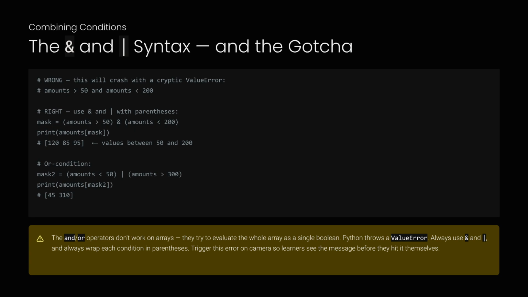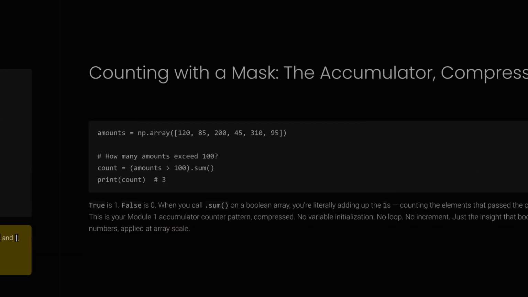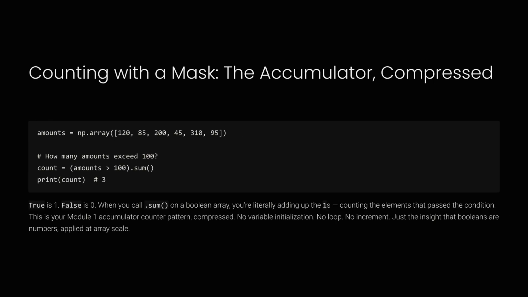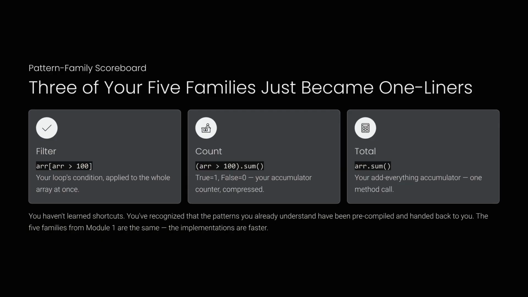When combining conditions, remember the gotcha. Use the ampersand and pipe operators, and always wrap each condition in parentheses, or Python will raise a value error. Counting with a mask works because Booleans are integers. True is 1, false is 0. Summing a Boolean mask effectively counts every element that passes your condition. You've successfully turned 3 of your 5 core pattern families into one-liners.